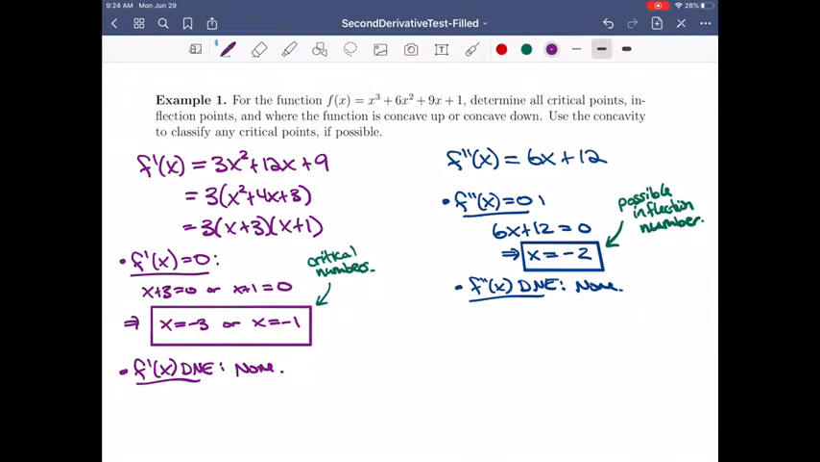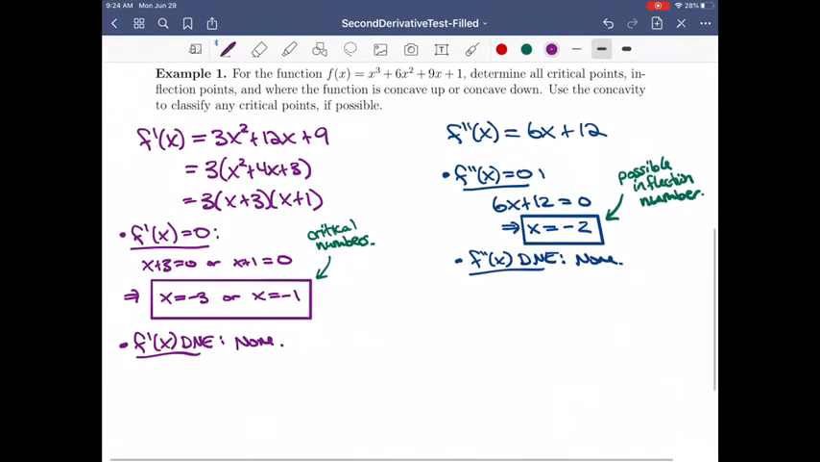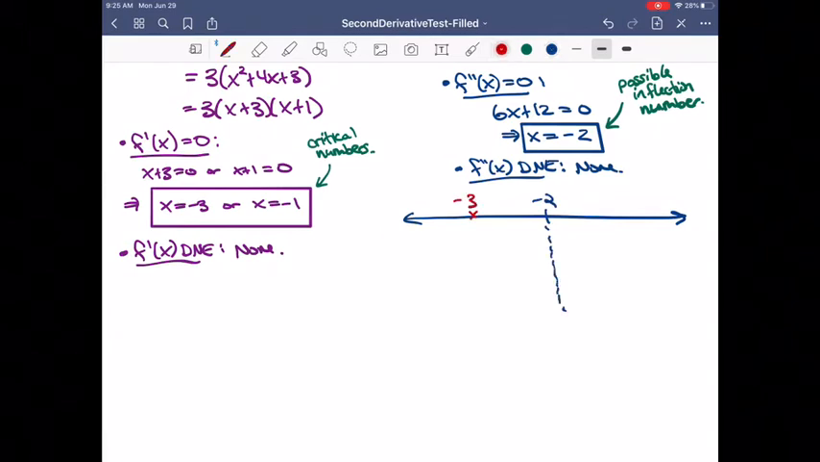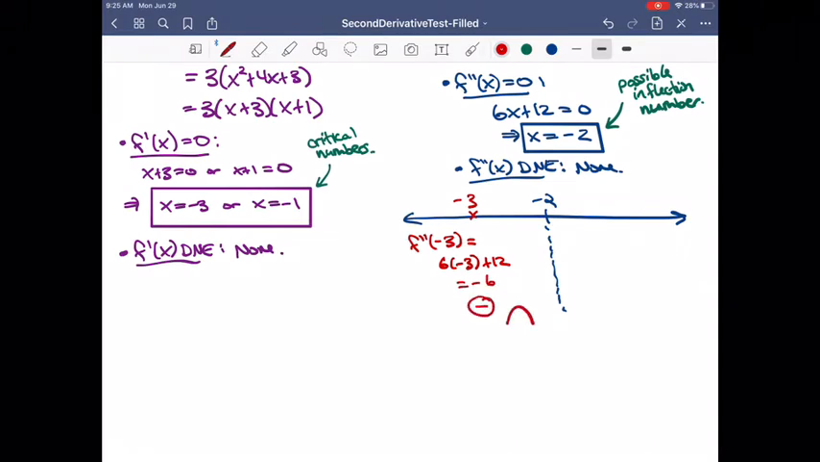So we want to first figure out where the function is concave up and concave down. Okay, so we can make our number line with x equals negative 2. I'm just going to have two intervals that I need to check. So let's say we check negative 3. If I plug in f double prime of negative 3, that's 6 times negative 3 plus 12. That's going to be negative 6. So it's negative, so it's down like a frown, so concave down.